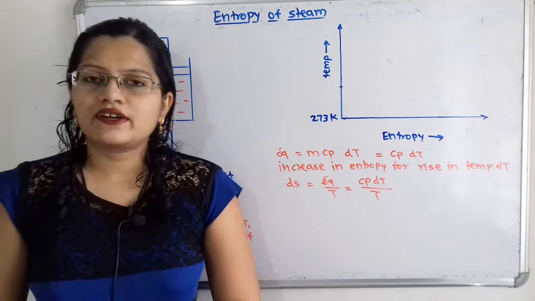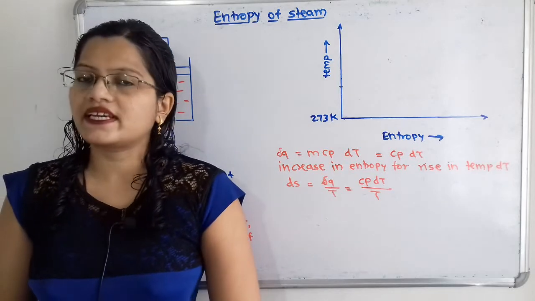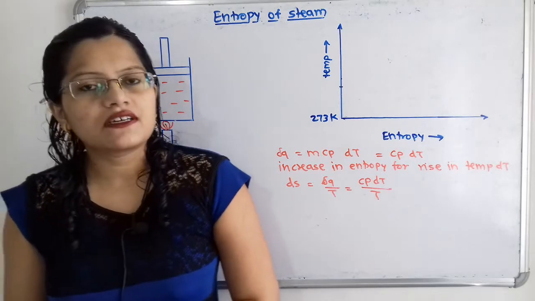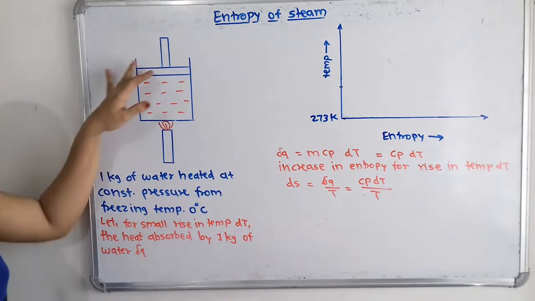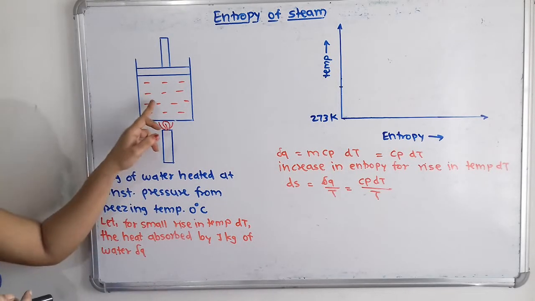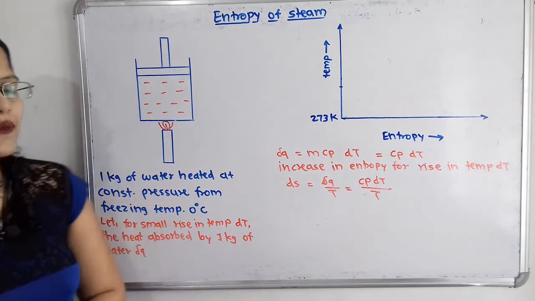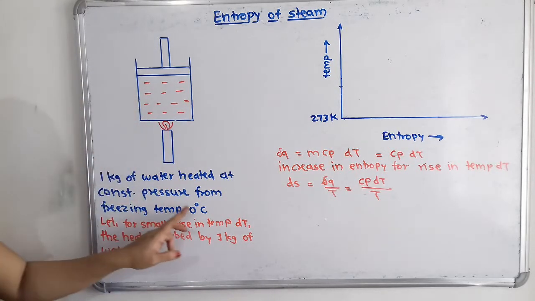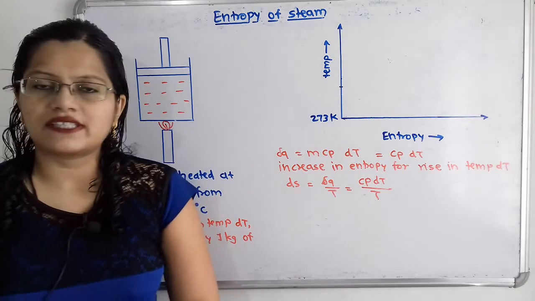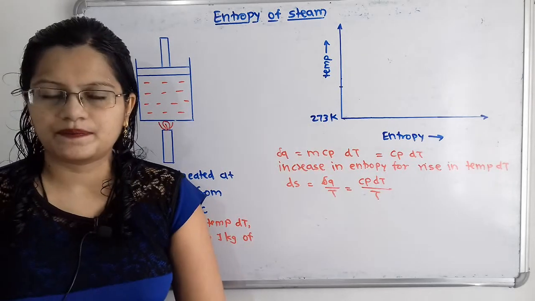We know that the entropy increases with the addition of heat and entropy decreases with the removal of heat. We will consider here piston cylinder arrangement for which 1 kilogram of water is getting heated under constant pressure from the freezing temperature of water, 0 degree Celsius. Now this 0 degree Celsius, that means in Kelvin we will write here 273 Kelvin.